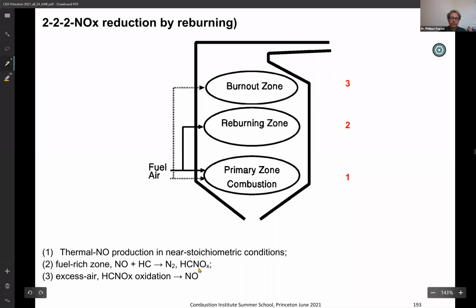You cannot release these species in the atmosphere, so you then introduce air again to burn out these species. And then these species which were produced intermediately, they will be oxidized and produce NO. So you cannot fully remove NO with this system, because intermediately there are species which are different from N2, and those will be oxidized and reform NO.